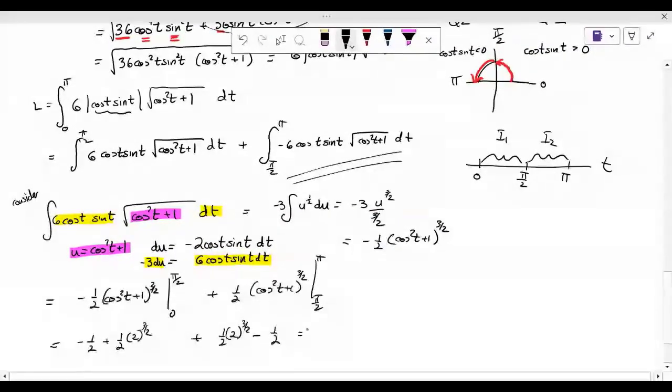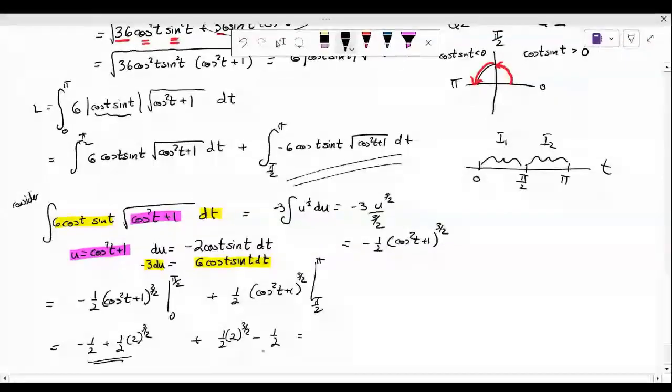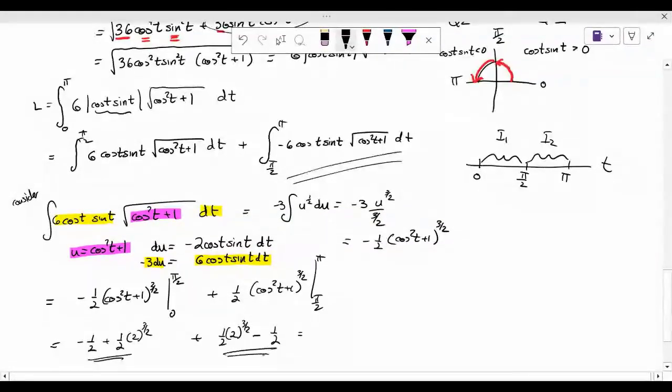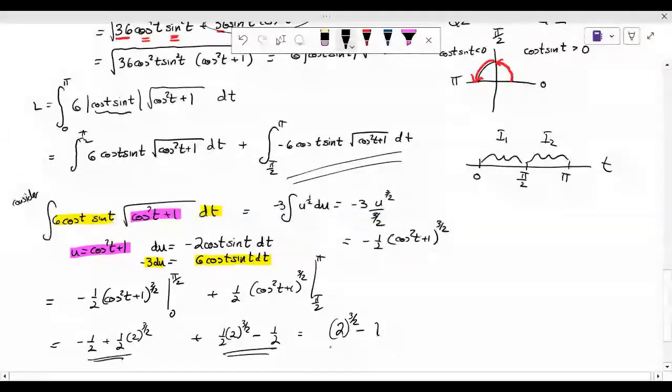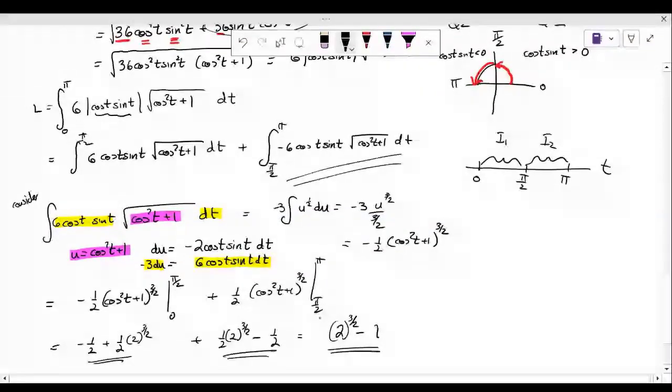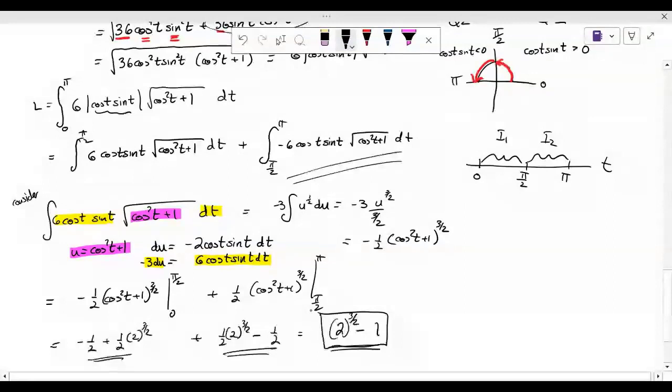All right. So indeed, these two integrals by symmetry gave you the same amount of length. You just double it up. So you get a nice, satisfying answer. Oh. Okay.